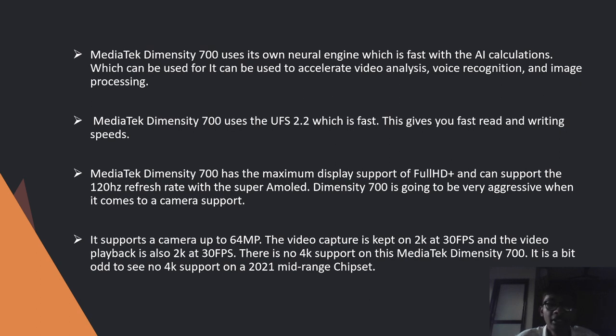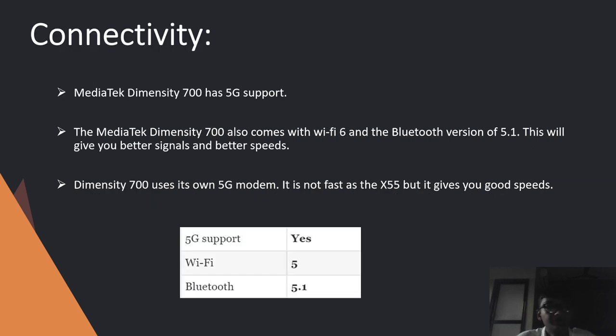MediaTek Dimensity 700 has a maximum display support of Full HD Plus and can support a 120Hz refresh rate with AMOLED. Dimensity 700 is going to be very aggressive when it comes to camera support. It supports a camera up to 64 megapixels. The video capture is kept at 2K at 30 fps and the video playback is also 2K at 30 fps. There is no 4K support on the MediaTek Dimensity 700. It is a bit odd to see no 4K support on a 2021 mid-range chipset.